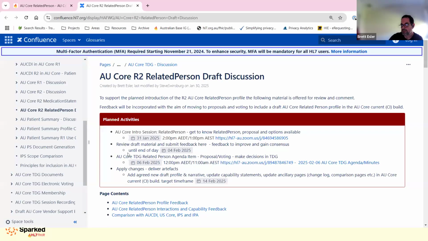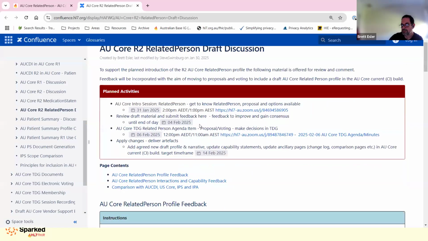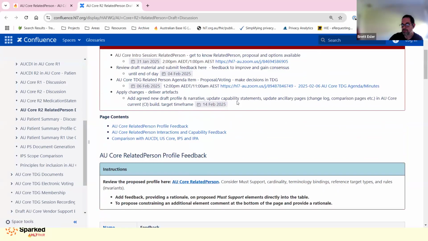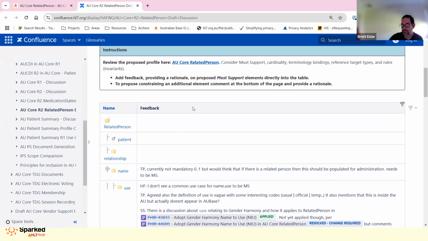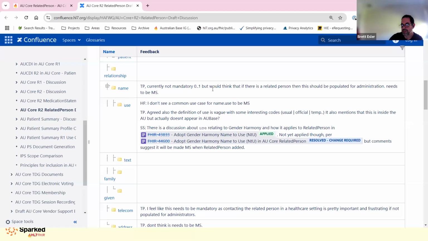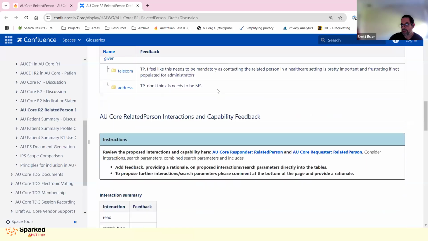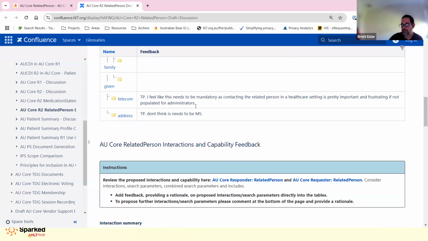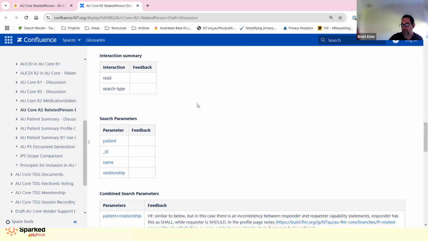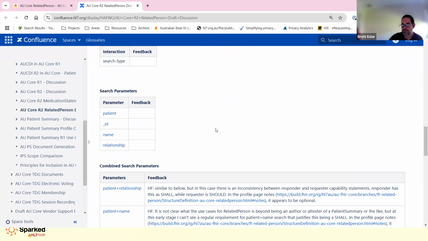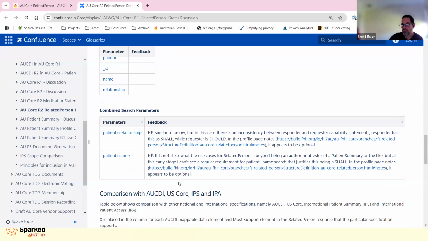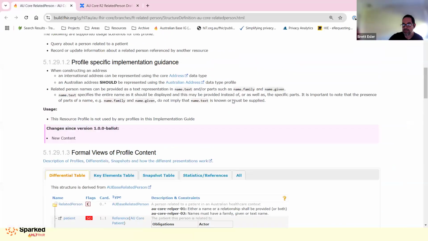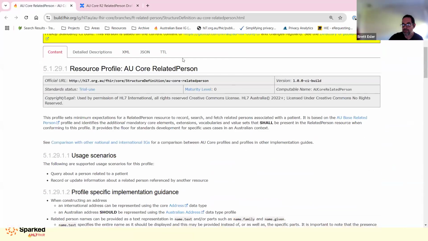So there's a Confluence page with this material on it, with some feedback, thanks to those who've already started. And that goes on, not just the profile content, but also into the searching. So we're just getting some feedback on those search requirements. And that's related to this, as Danielle said, this draft profile.